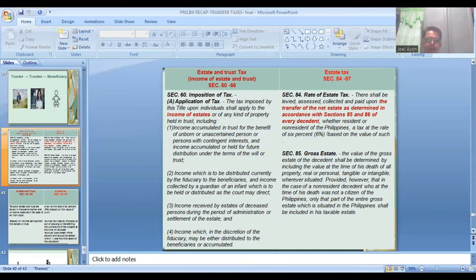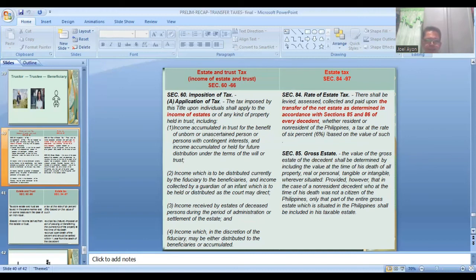Like the estate tax, the tax for the estate of the decedent. So under the estate and trust tax, the income of estates or of any kind of property held in trust, including income accumulated in trust for the benefit of unborn or uncertain persons with contingent interest, and income accumulated or held for future distribution under the terms of the will or trust.